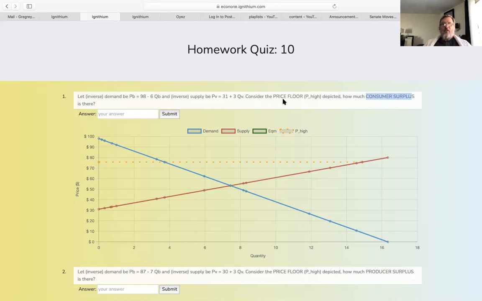So this says there's a price floor and we want to measure the consumer surplus. Can you see, Beverly, can you see the consumer surplus triangle?